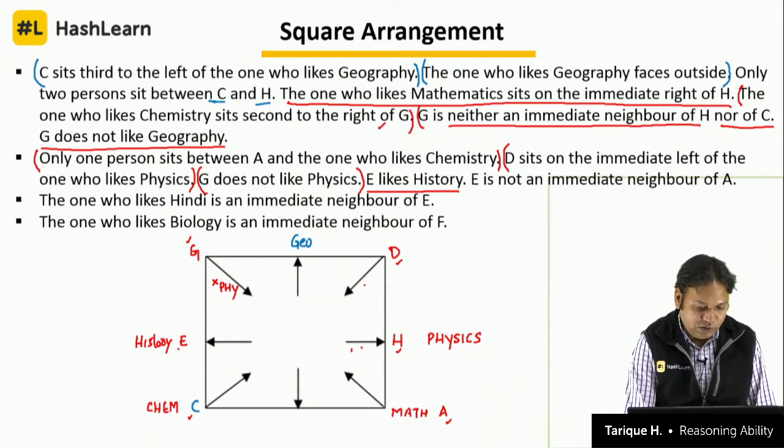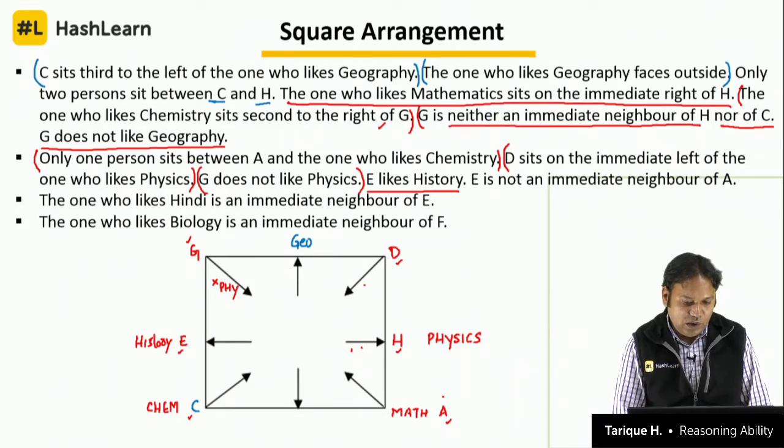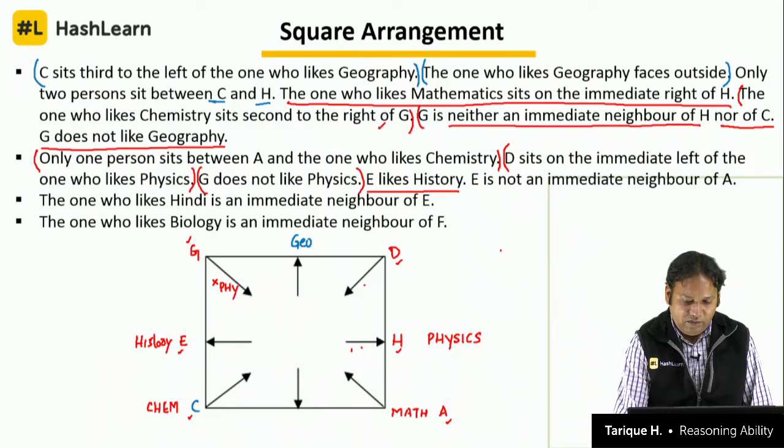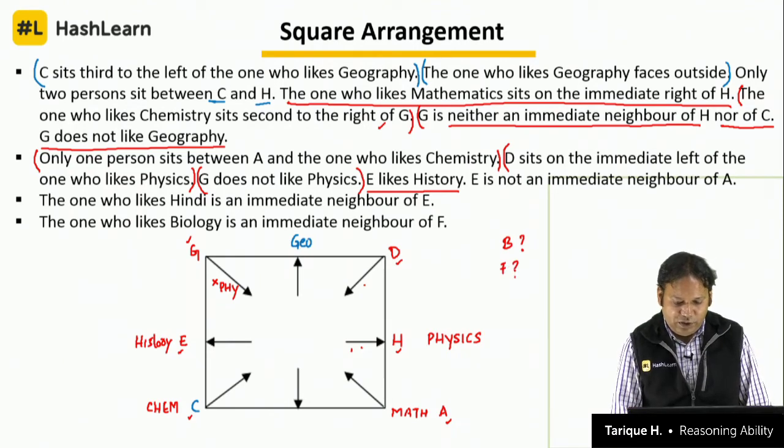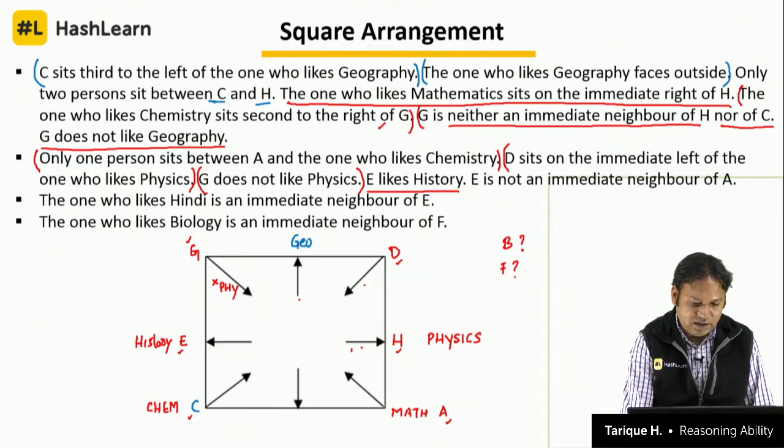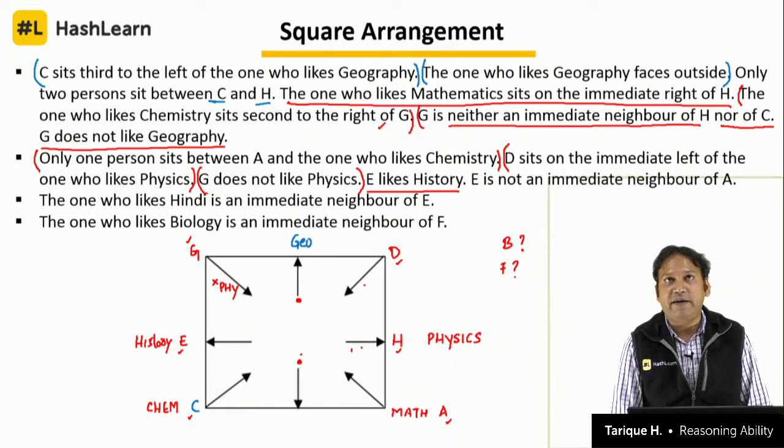So now we know the position of 6 persons, C, E, G, D, H and A, who are the only ones left right now. One is we don't know where is B and we don't know where is F, and there are only two options for B and F. One is this one and one is this one. These are the only two options which are vacant right now.